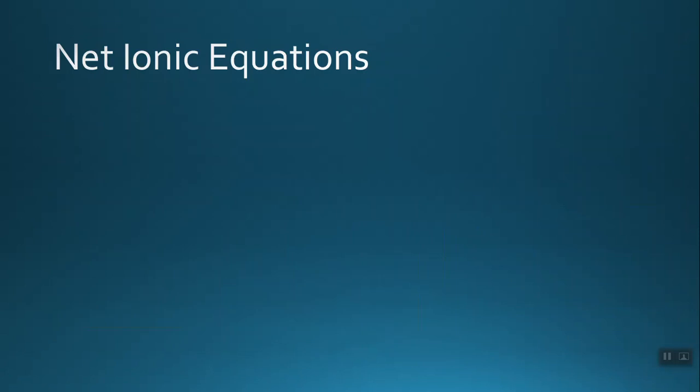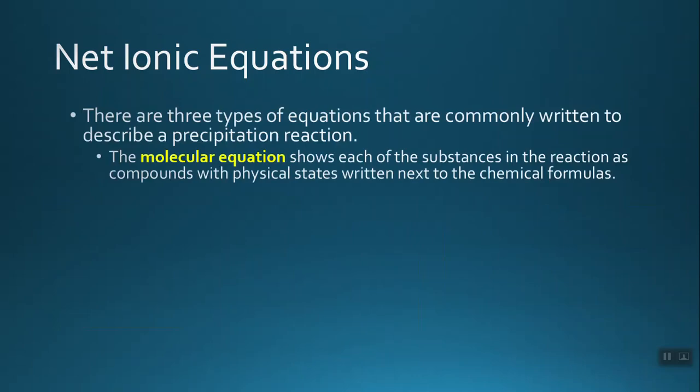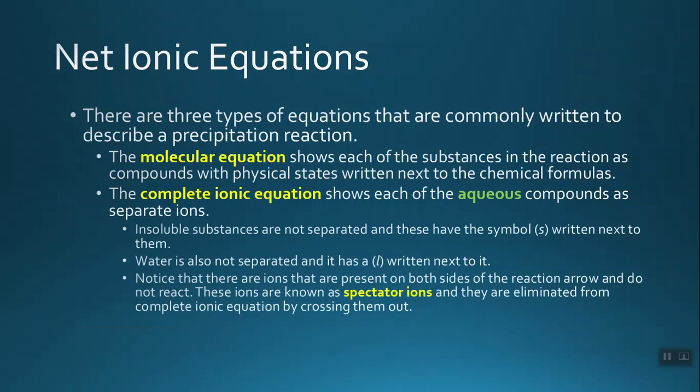So in order to show a precipitation reaction, there are three types of equations that we can write. The first one is a molecular equation, and that is basically the overall reaction that we worked on during our reactions unit, and it shows all the physical states of each of the substances. So remember solid, liquid, gas, and aqueous. Aqueous means it is in solution, so a solute is dissolved in a solvent.